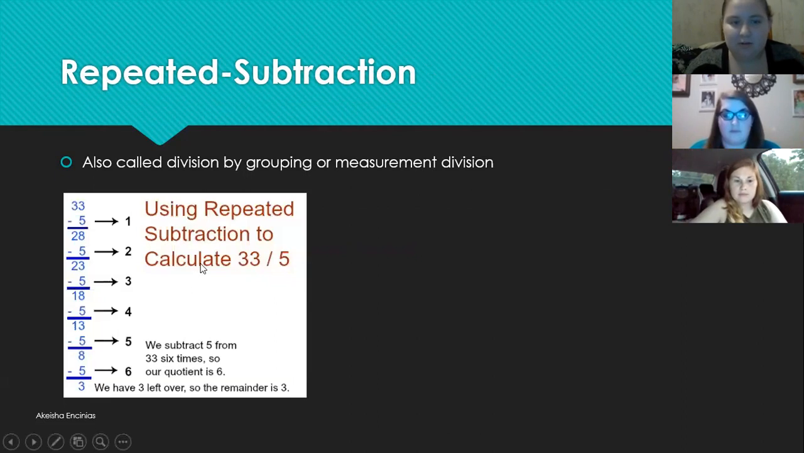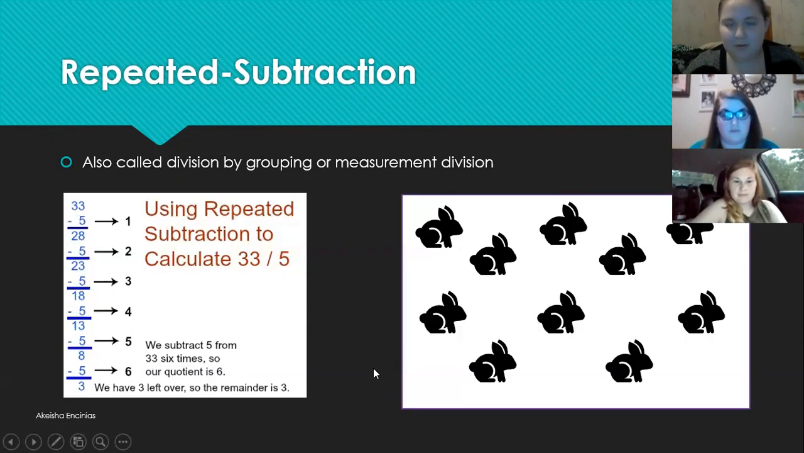Here you can see 33 divided by 5. You're going to subtract multiple times. 33 minus 5 is 28, 23, 18, 13, 8, and 3. We can't subtract 5 from 3 because then you'll get a negative number, and you don't want that. So you're going to leave it like that, and you're going to have a remainder of 3. Then you'll see 1, 2, 3, 4, 5, 6 fives went into 33. So 33 divided by 5 is 6 with a remainder of 3.